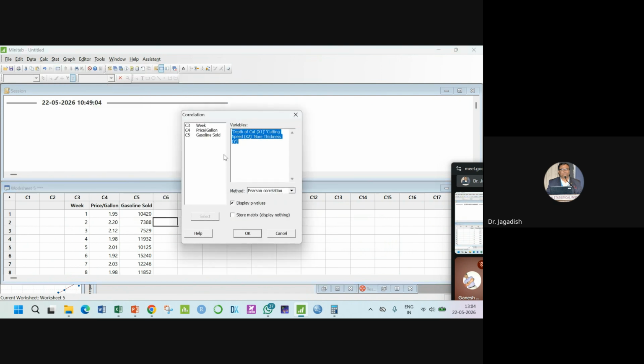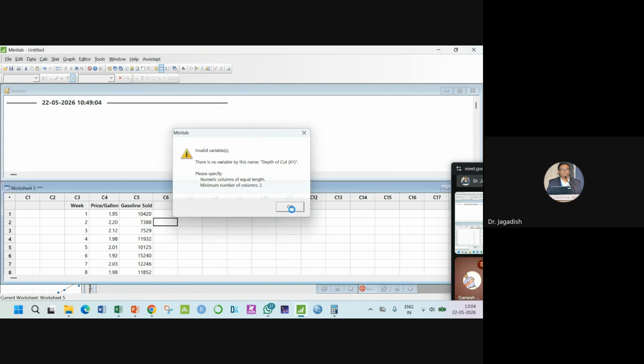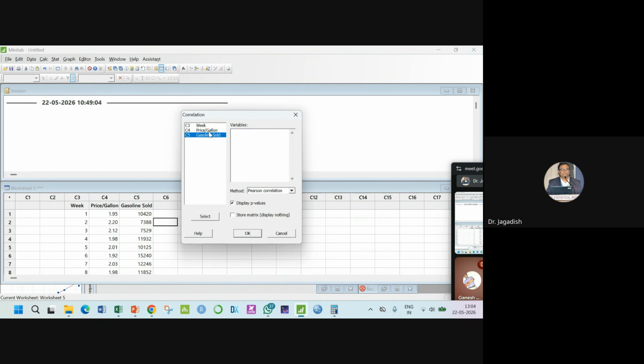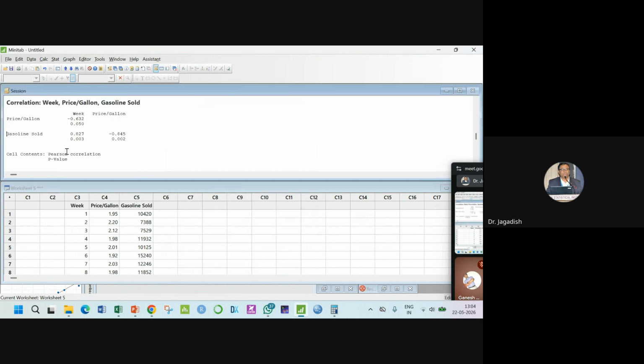This time it is all three together. I need to remove this first and then add week, gasoline, and price. And see here, the gasoline sold is your output. Week versus gasoline sold is a strong relation, 0.827, and gasoline sold versus price is also a strong relation, but negative. That means there is an indication that when the price is increasing, gasoline sold is decreasing, or when gasoline sold is decreasing, price is increasing. That is a negative relationship. That is the meaning.